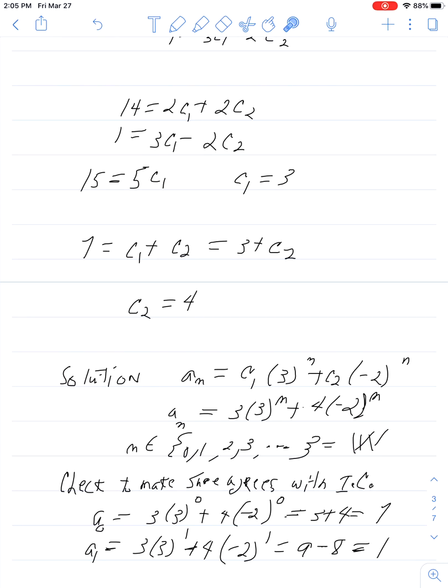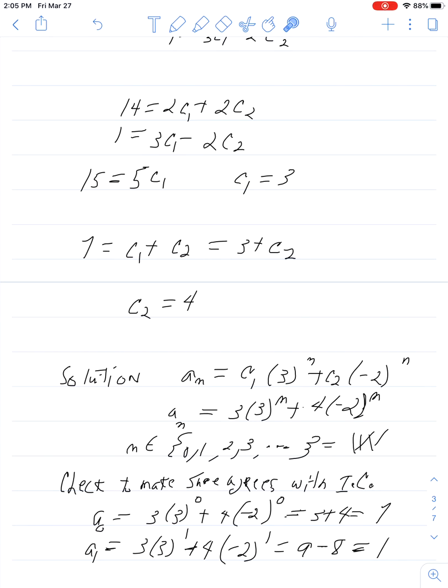Now to check to make sure that my arithmetic has been right, my equation should work at least for the initial conditions. So I take that equation, I plug in n equals 0 and see what I get. Remember, a sub 0 should be 7. So a sub 0 is 3 times 3 to the 0, plugging in n equals 0 here, plus 4 times minus 2 to the 0. That's 3 plus 4, and lo and behold, that's 7.